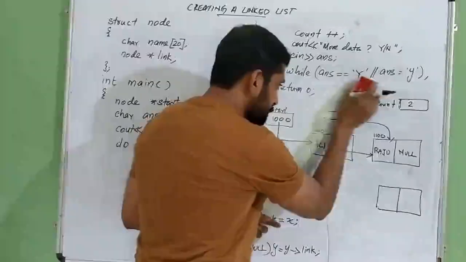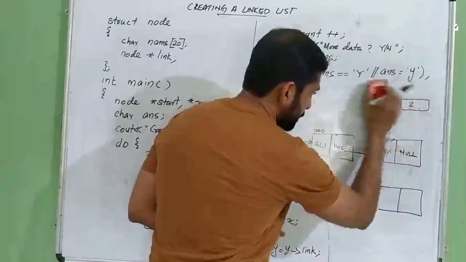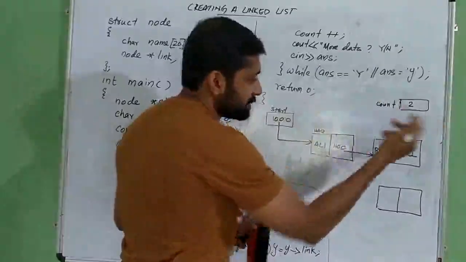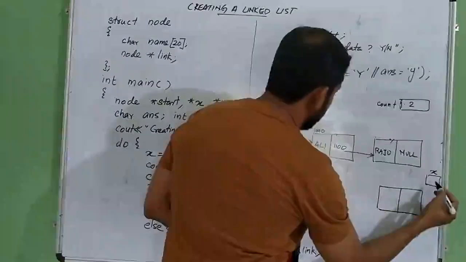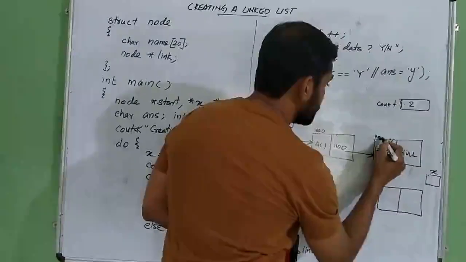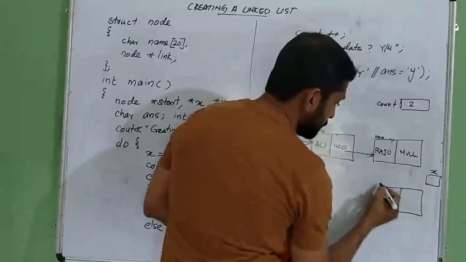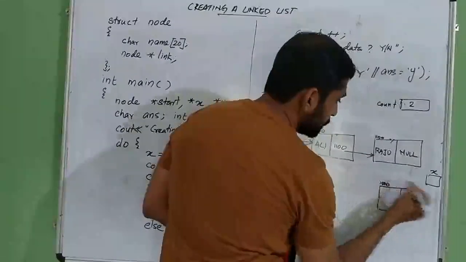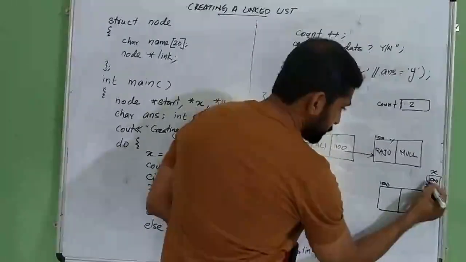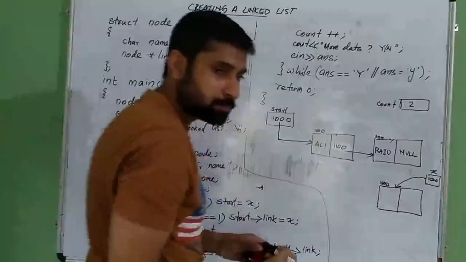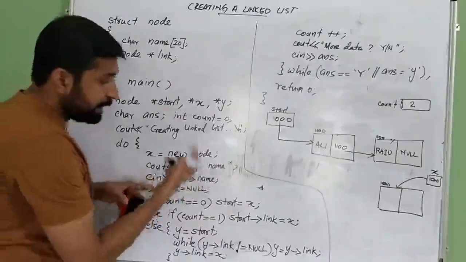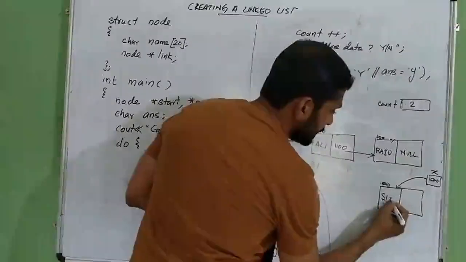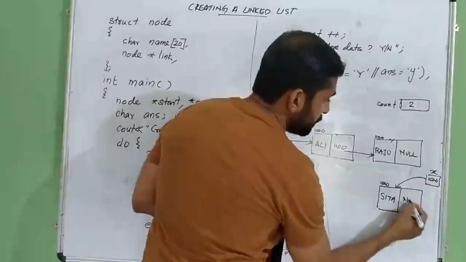So its address is stored in x again. So the previous address will be lost. So here we have x. Say let it be 1500. So here 1500. So this points to this number. Now the name is accepted. Say Sita, and it is made null.